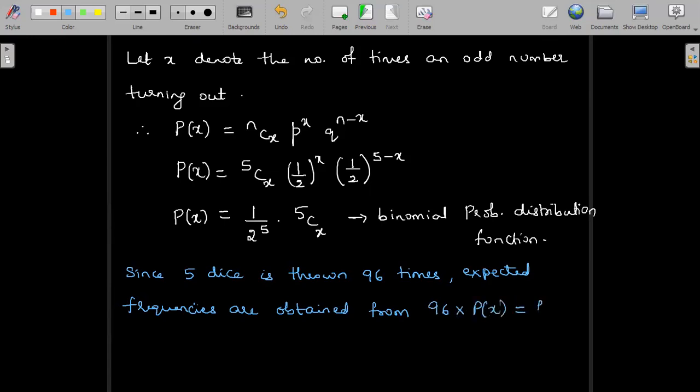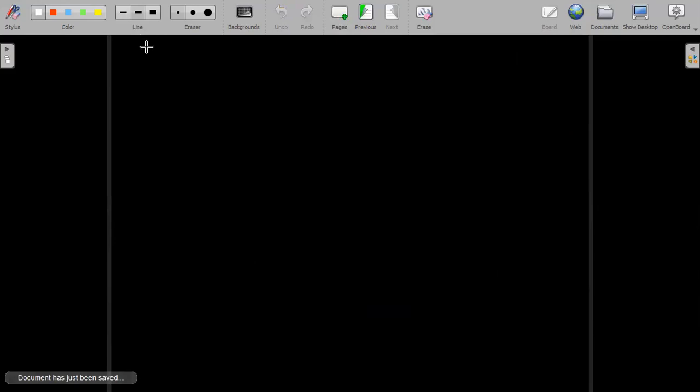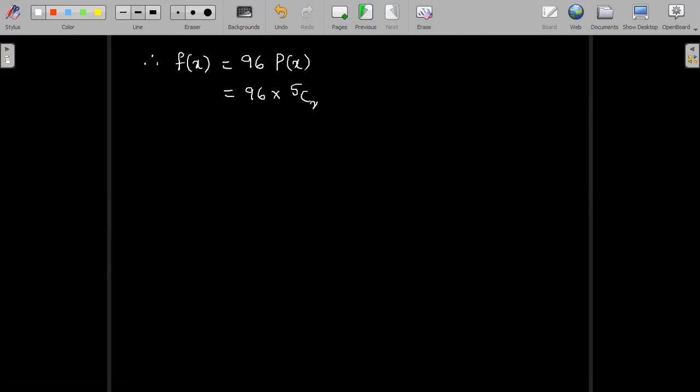Let us denote this by say f of x, another notation for frequencies, no? So let us denote it by f of x conveniently. So let us rewrite f of x now. f of x will be 96 into P of x. P of x we have already written as the binomial probability distribution function. So substituting P of x now, which is 5Cx into 1 divided by 2 power 5.